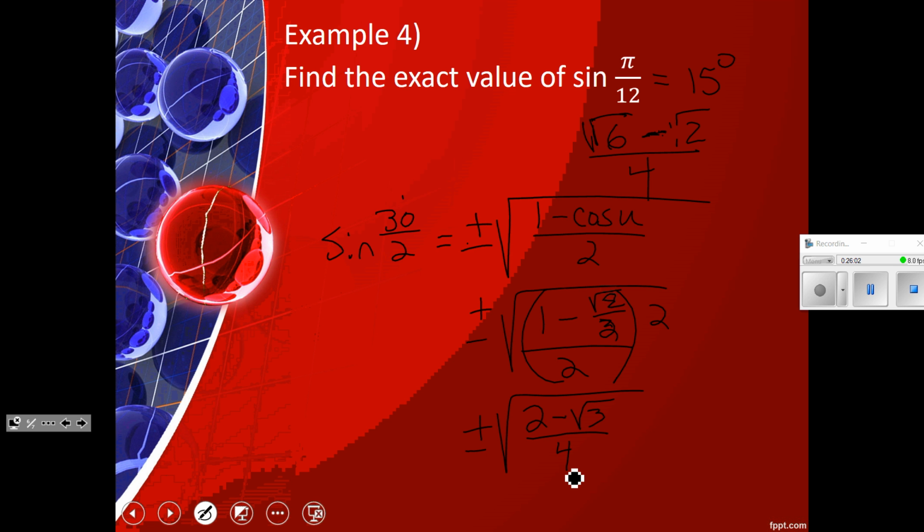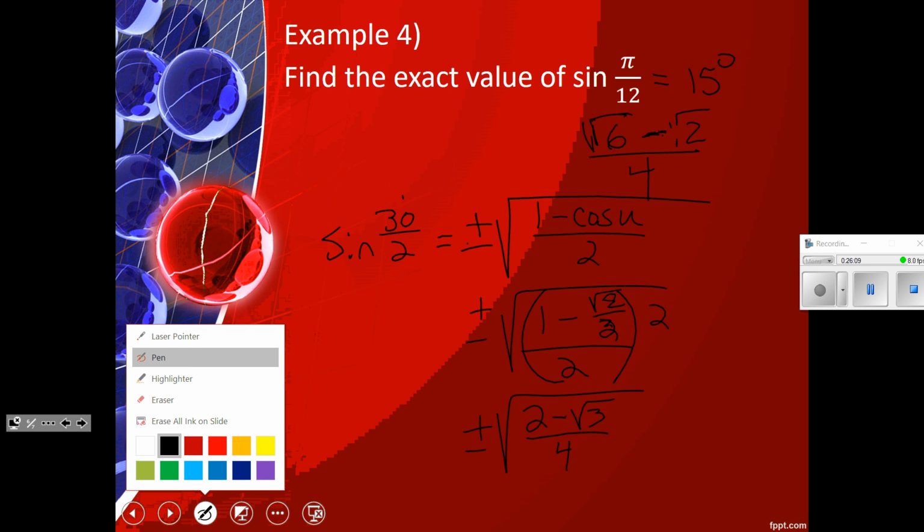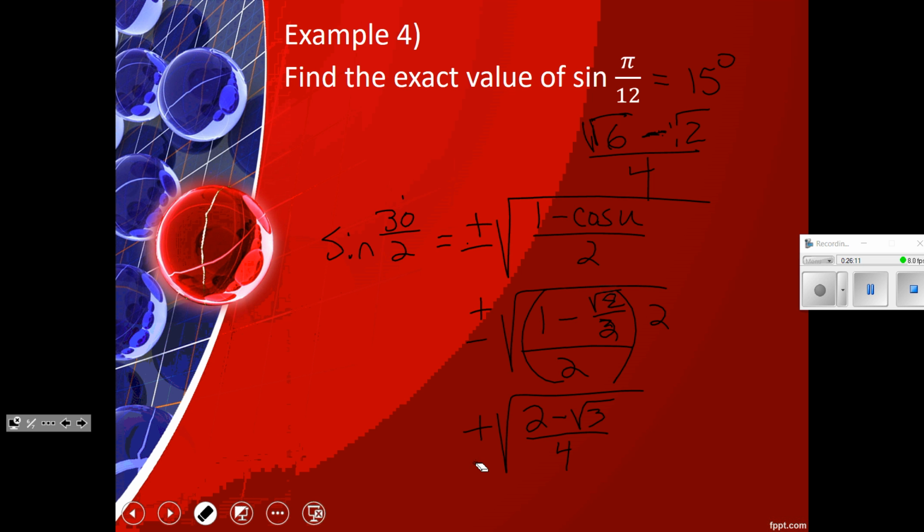Did I do that okay? And do I take the plus or do I take the minus? I'm going to take the positive because we are in quadrant 1. And is that based off the 30 or is that based off the 15? Even though they're both quadrant 1, make sure you understand it's based on what you're looking for, the half angle, not the one you use in the formula.